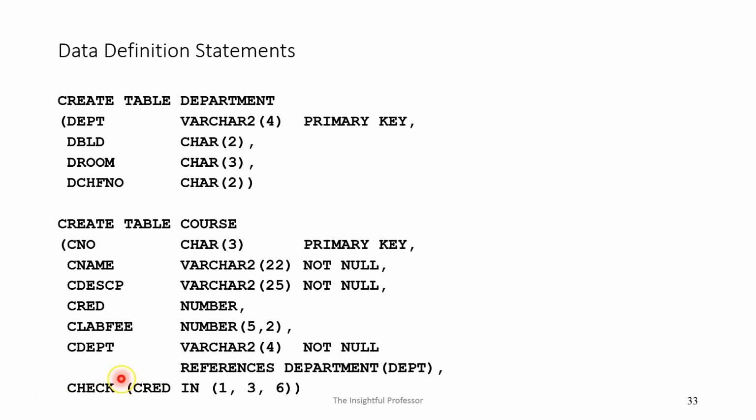Additionally, we have another integrity constraint mentioned toward the bottom here that says that the credit must be a value of 1, 3, or 6. We don't have any 2-credit courses or 4-credit courses. We only have 1, 3, and 6 credit courses.